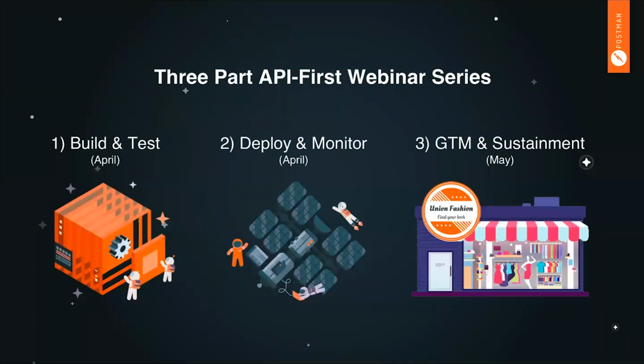We're going to dive into the weeds there. And then in May, we're going to actually take that API to market. And we're going to talk about how Postman can be used to sustain that API, to monitor it, and to make sure it's doing what it should. So by the end of this series, Union Fashion should be in a pretty good state when it comes to having a set of base APIs built and tested, deployed and monitored, and available for actual usage.